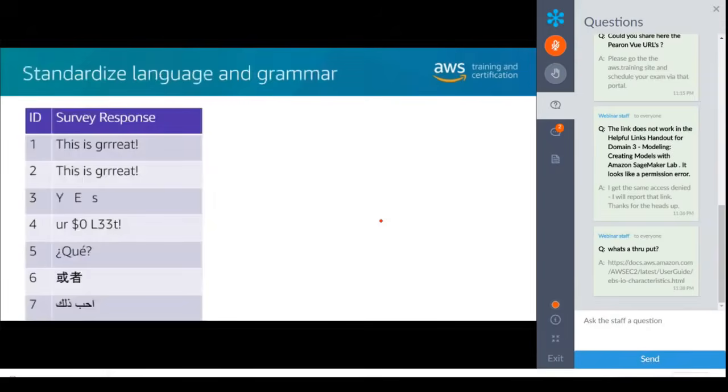So let's take a look at some examples. Firstly, you might have this kind of thing going on. If we're talking about free form text or something like that, you might want to standardize this, right?